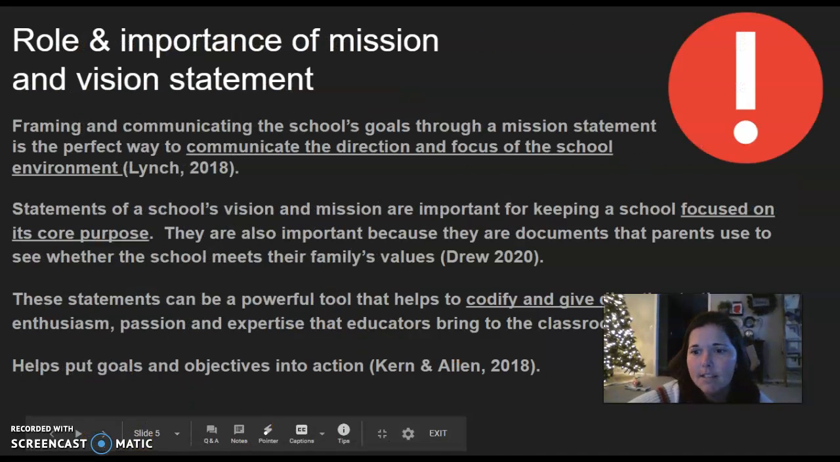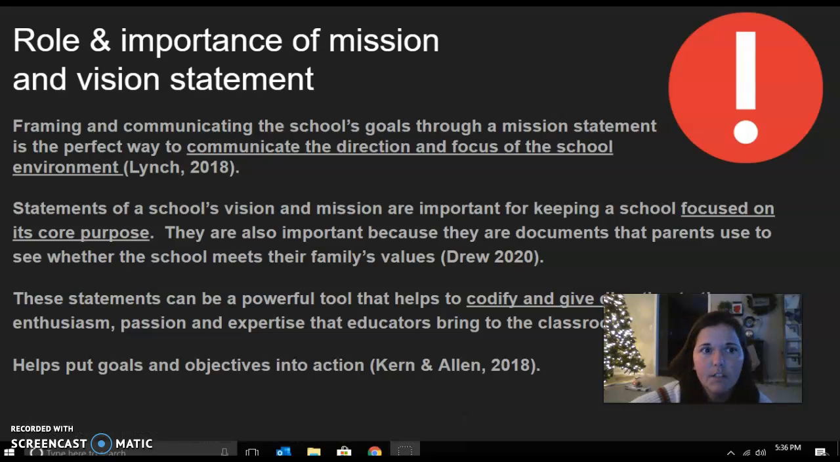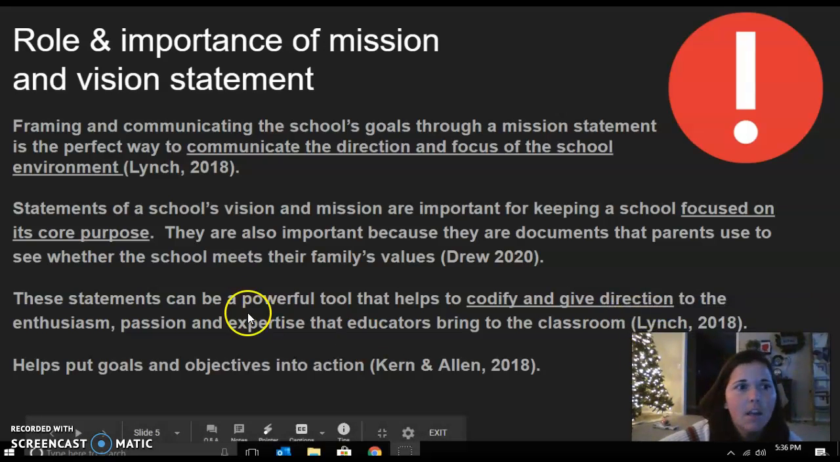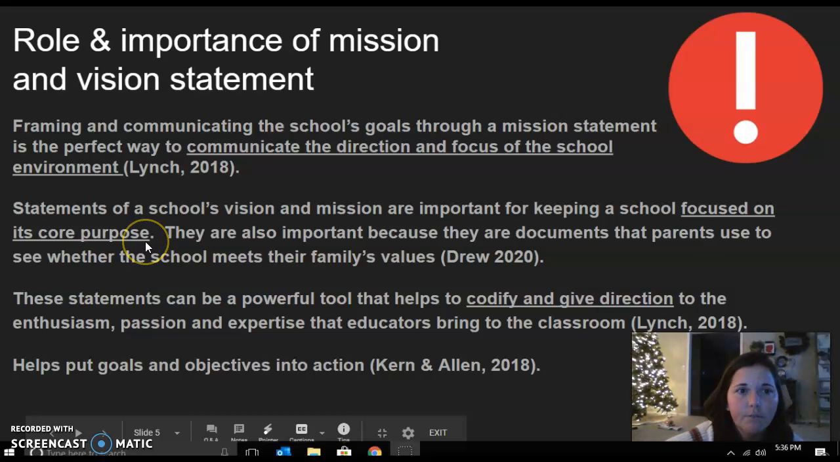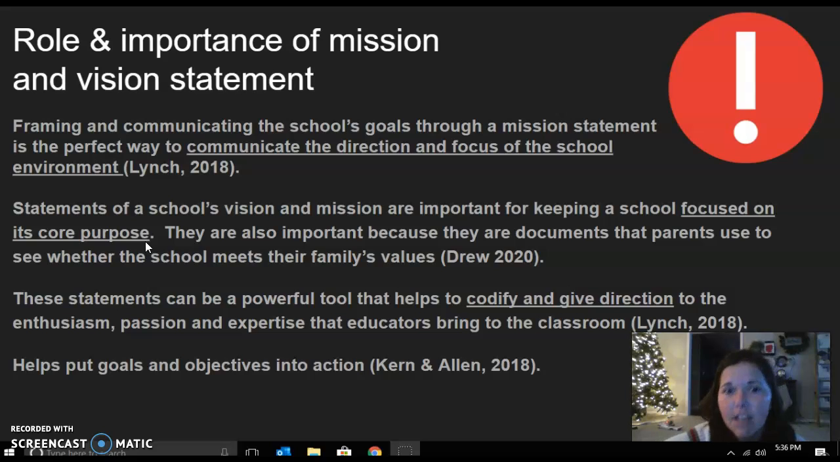All right, what is the role and importance of the mission and vision statement? It is to frame and communicate the school's goal through a mission statement, and the perfect way to communicate the direction and focus of the school environment. Statements of a school vision and mission are important for keeping a school focused on its core purpose. They are also important because they're documents that parents use to see whether the school meets their family values.